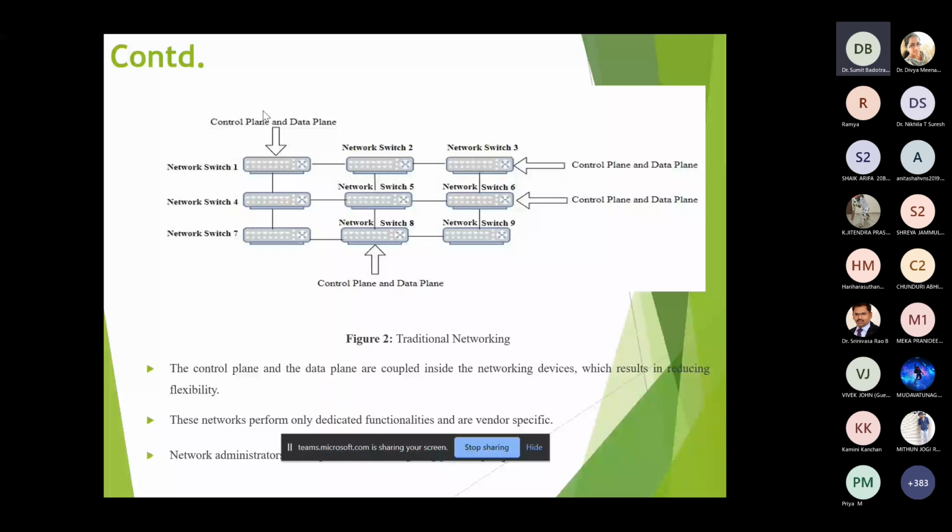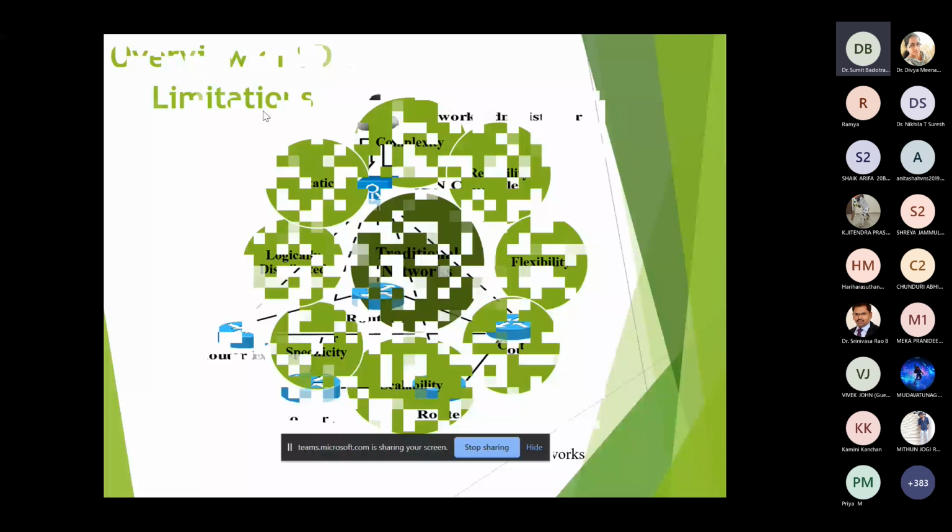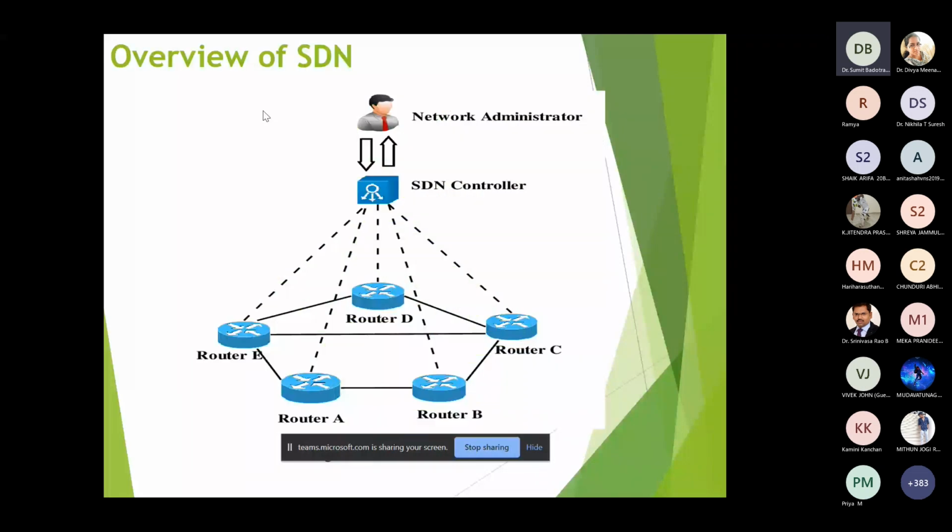So for network administrators, it was very difficult to manage these dedicated functions, plus they are vendor specific. It was a really tedious job to manage the number of networking devices all throughout the network. So they came up with the idea of SDN. These are all the disadvantages: scalability, cost, flexibility, reliability, complexity. So they came up with an idea of SDN in which they have bifurcated the control plane and data plane.